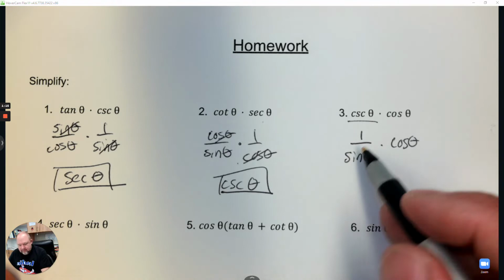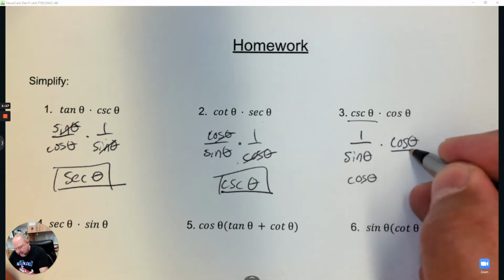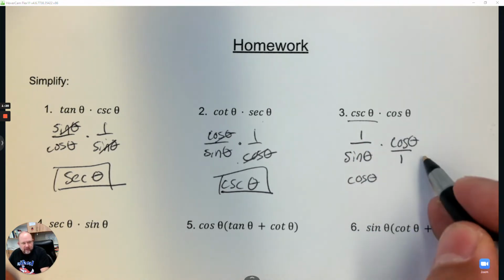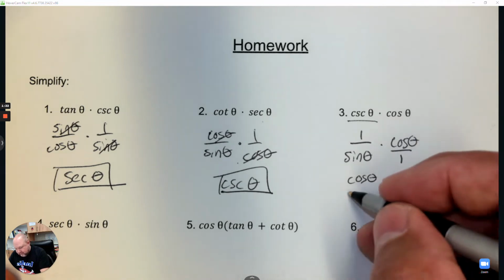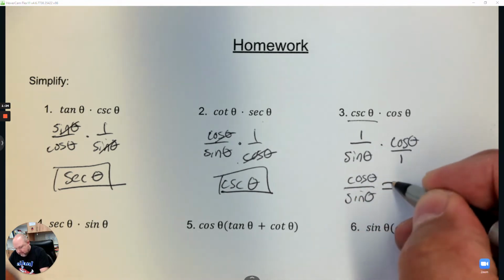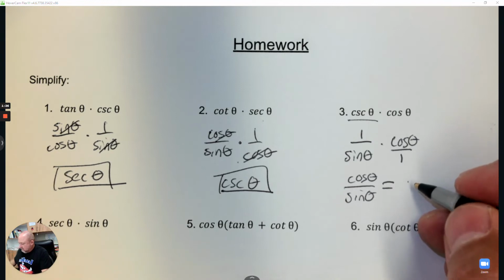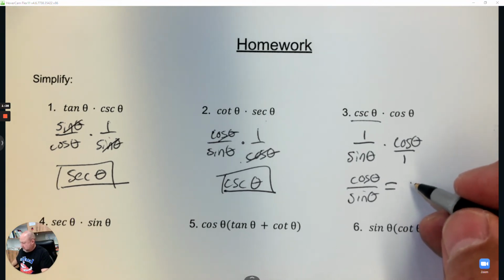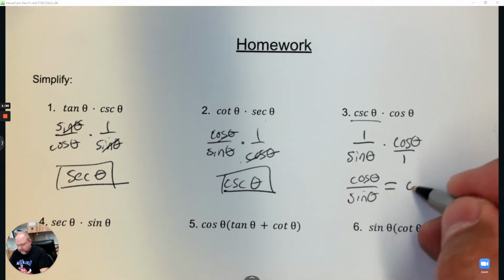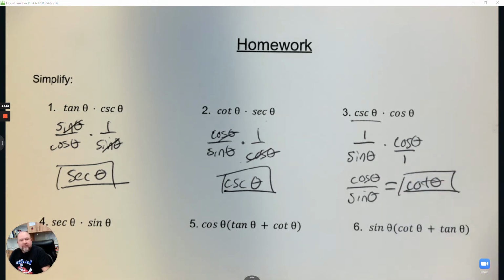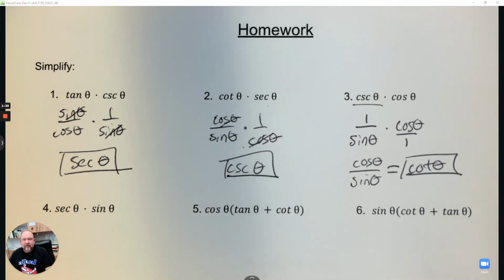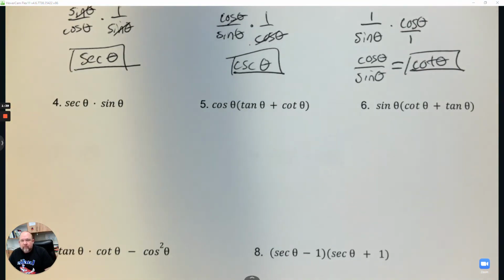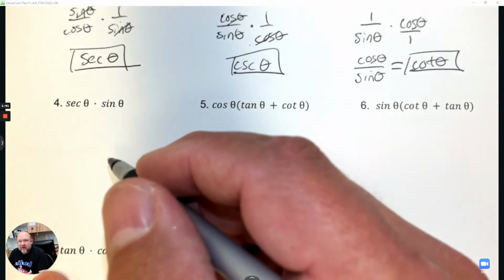Cosine's already that. When I combine them together and multiply, think of it as a 1, multiply the tops and bottoms together, I get cosine over sine, and then cosine over sine is cotangent. Our goal is no fractions and 1 trig ratio only when we simplify it. All right, press pause and try it. You can do it.